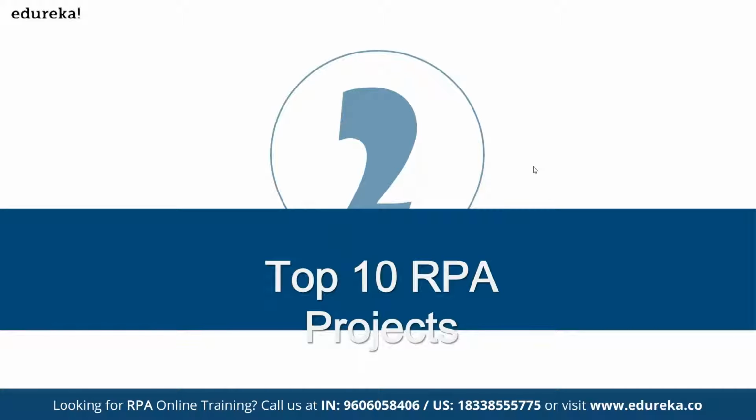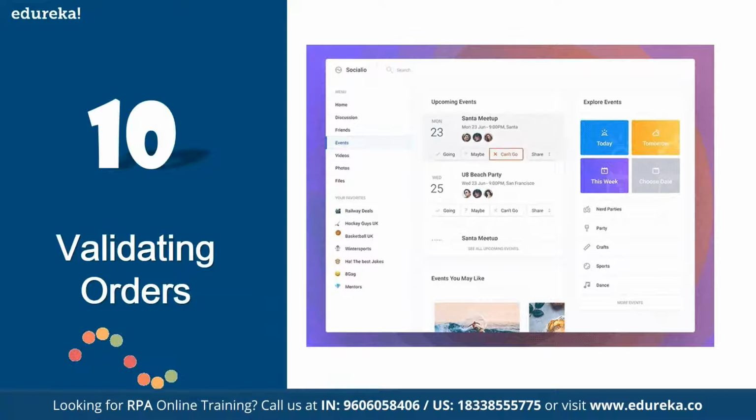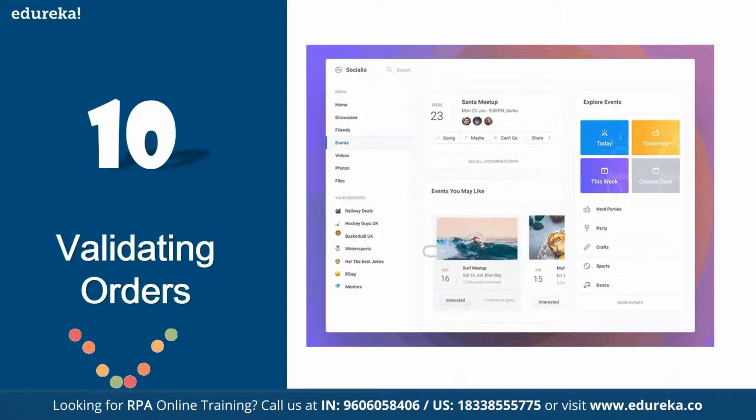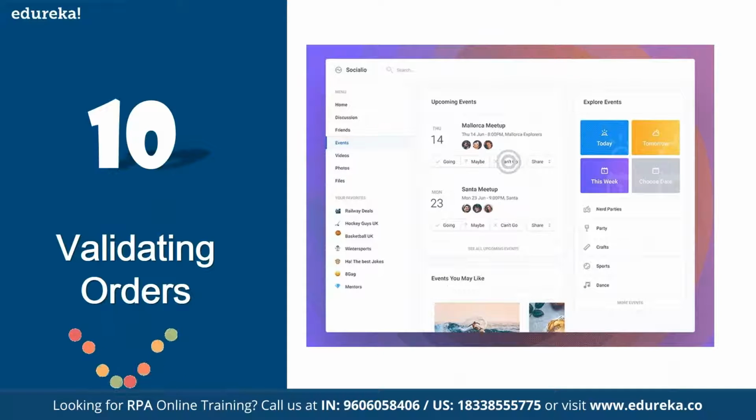So we have a lot of projects that are implemented, but we have just picked the top 10 RPA projects that are being implemented across the industries. The first one, validating orders. If you are an e-commerce company, what can you do with the orders that are being placed by the customers?